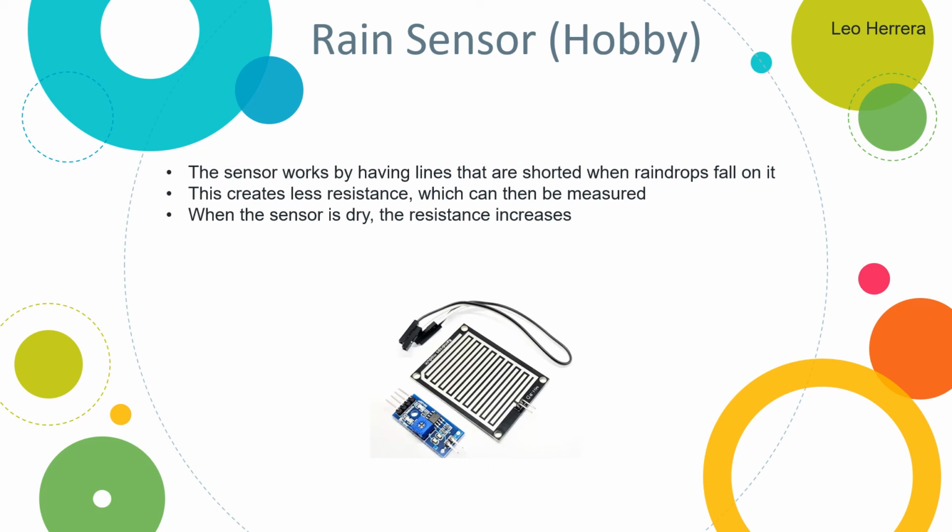This is somewhat similar to the flex sensor, in that it's a variable resistor, where the more water there is, the less resistance. And the drier the sensor is, the more the resistance increases because the current must pass the whole way through.